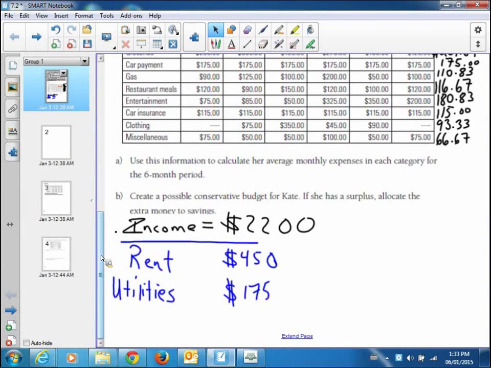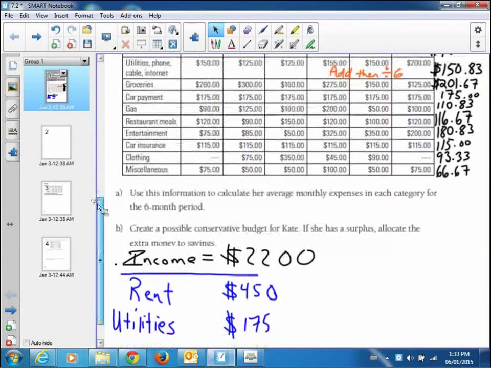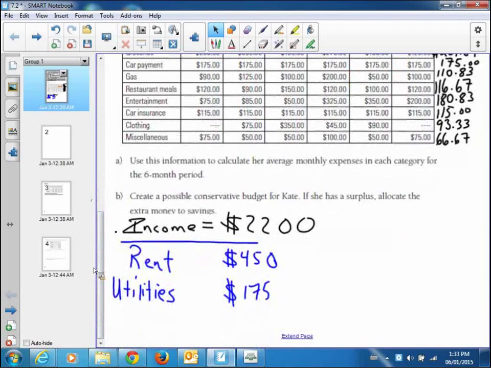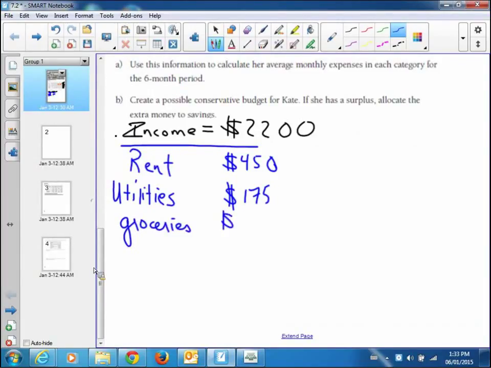275? Maybe 250. I don't know. 250 would be reasonable because the average is 201, wasn't it? I guess the highest they went is 300, but I don't know. Okay, well, whatever you guys think. So groceries. What did we decide on? 250? Okay. 275 wouldn't be bad either.